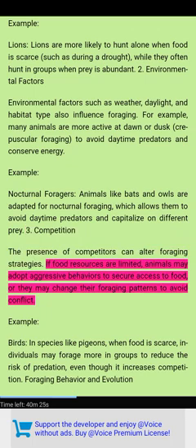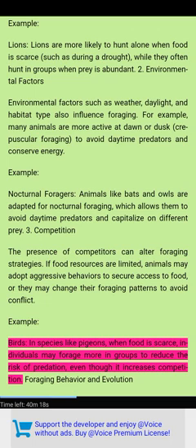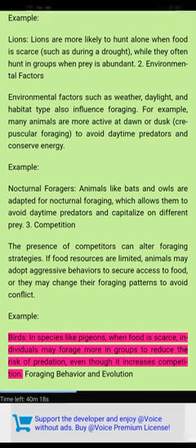If food resources are limited, animals may adopt aggressive behaviors to secure access to food, or they may change their foraging patterns to avoid conflict. Example: Birds. In species like pigeons, when food is scarce, individuals may forage more in groups to reduce the risk of predation, even though it increases competition.